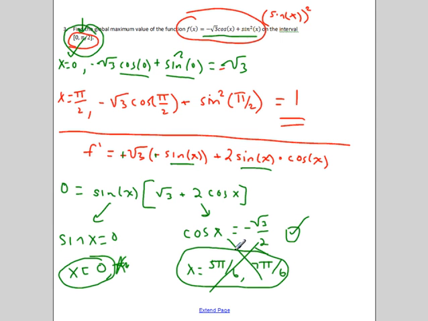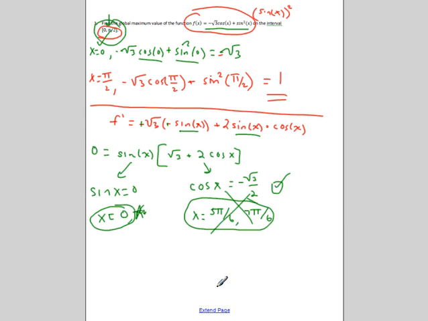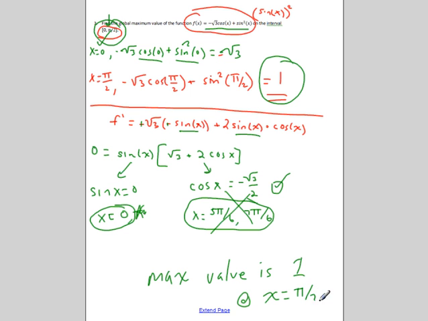Therefore, what is our absolute max? Our absolute max is right here. So our max value is 1 at x equals pi over 2. There's our answer.